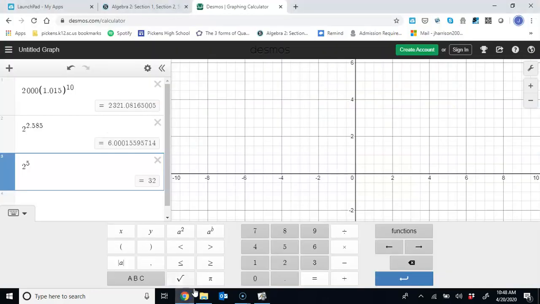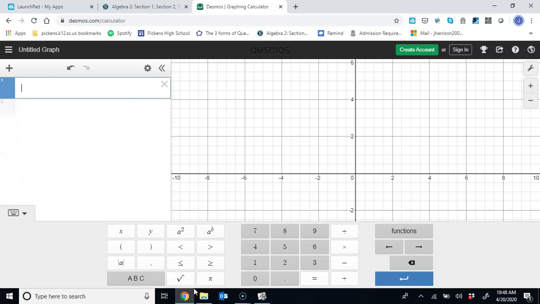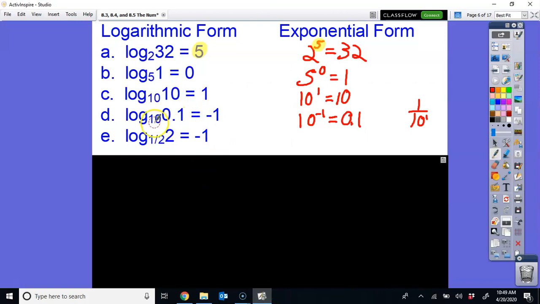Or you can use your calculator and just go through. 10 raised to the negative first power is 0.1. So again, this base raised to this exponent equals this number. That's the definition of a logarithm. The final one here, we have 1/2 as the base. So 1/2 raised to the negative first power is equal to 2.